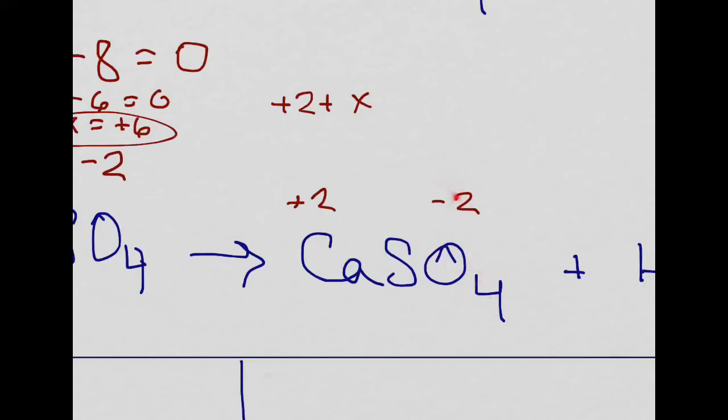I have 4 oxygens with a charge of -2, which makes an overall charge of -8. And we know that the sum of all of the charges in a neutral compound has to add up to 0. Okay, let's do the math. +2 plus X minus 8, that's X minus 6, is equal to 0. And I solve for X, or the charge of sulfur, and that's +6 as well.